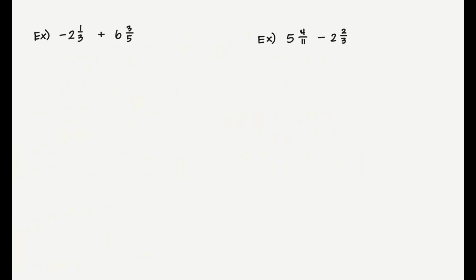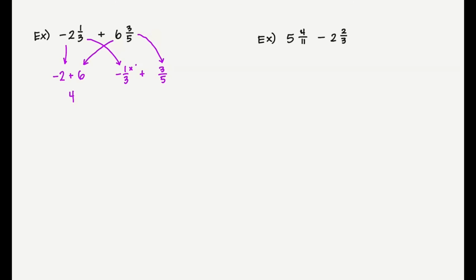Let's move on to another one where I have a negative and a positive. Negative 2 and 1/3 plus 6 and 3/5. So again, there's two different methods. So I'm just going to add them in parts. So negative 2 plus 6 is 4. And then I have negative 1/3. Don't forget the negative, plus positive 3/5. These look a lot easier to combine.